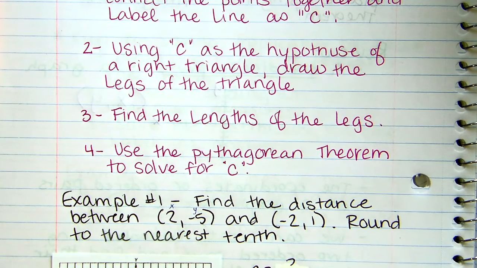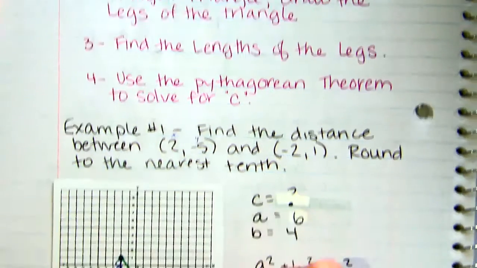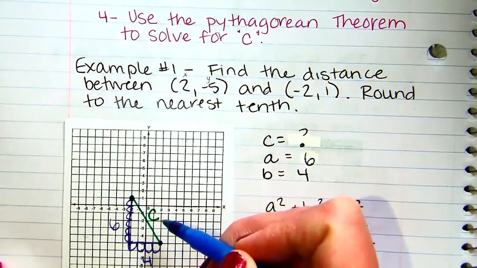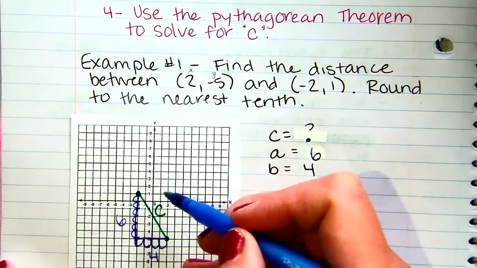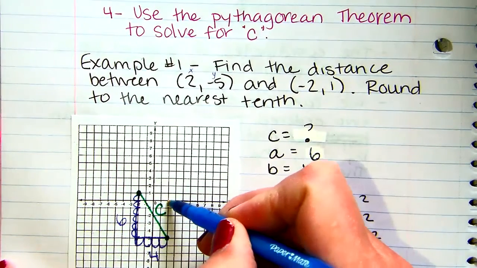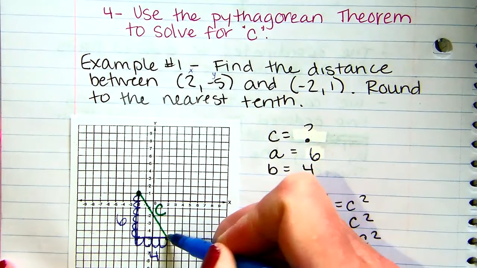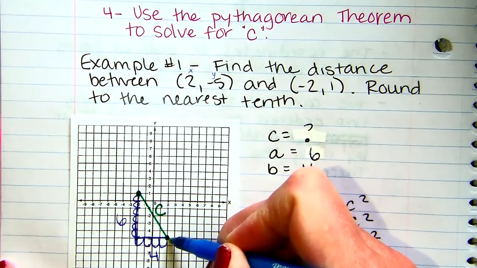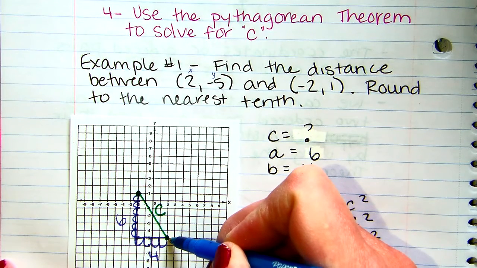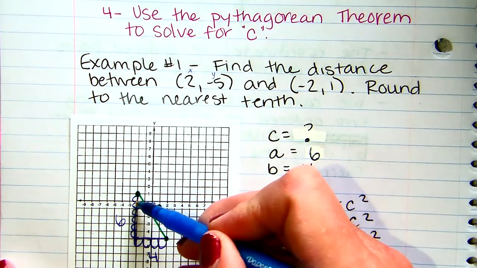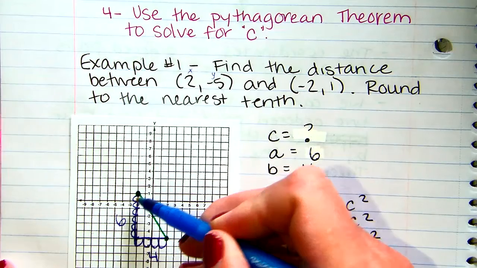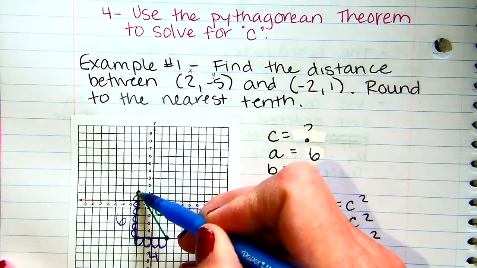So I'm going to go over 2 on my x-axis, and I went down to -5 on my y. And I put a point there, and that's this point right here. Now the next point was (-2, 1). So I'm going to go over -2 on my x-axis, up 1 on my y-axis.